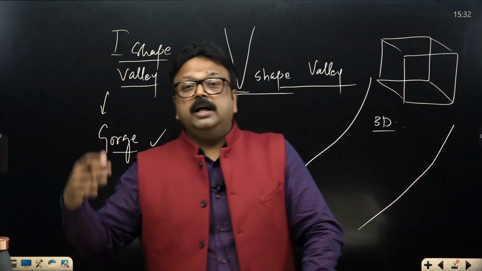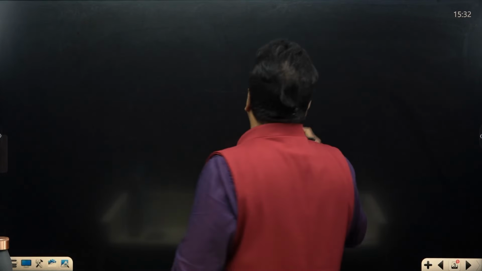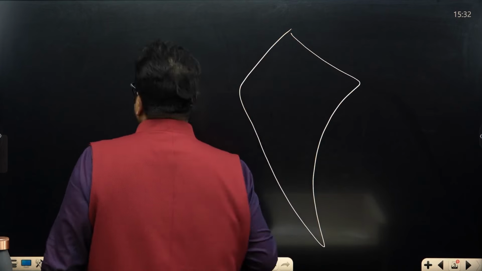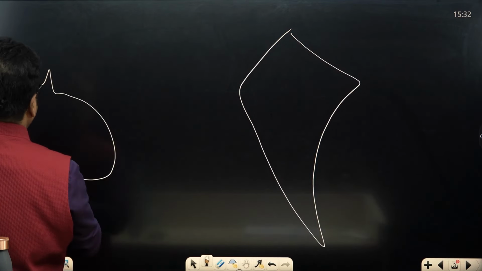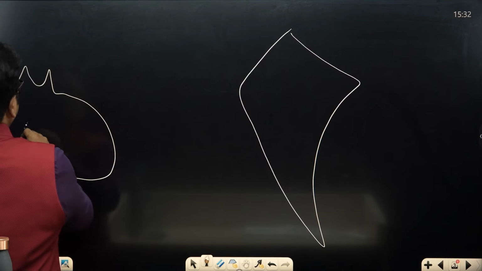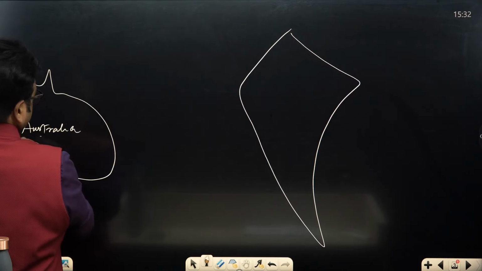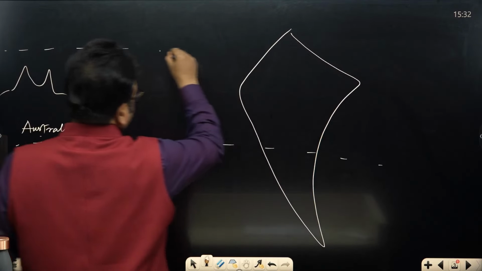If I talk about El Nino, for example, let me give you some detail. Suppose that El Nino and the impact over Indian monsoon. Okay, this is Australia. Here it is South America. This is your equator.